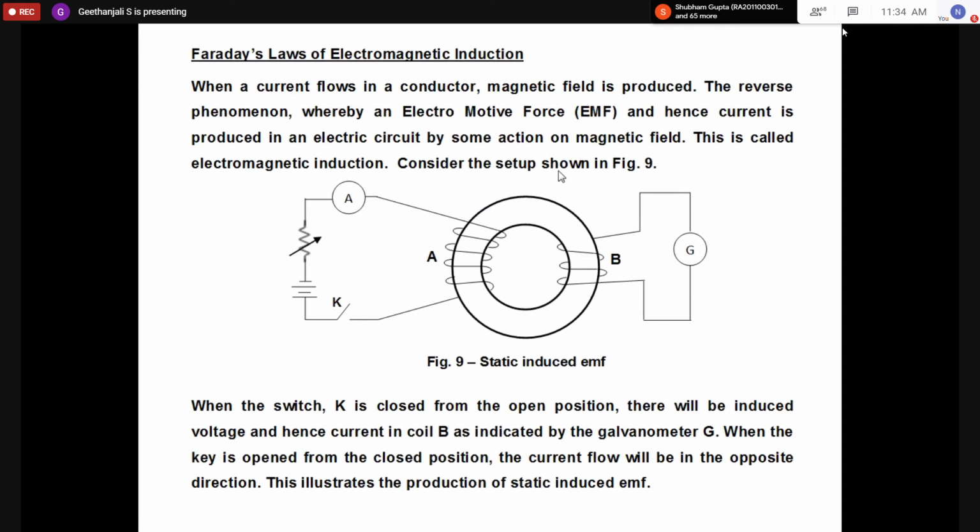The variable resistor is used to vary the current flowing through the A coil. The ammeter is used to measure the current flowing through the A coil. K is used to open and close the circuit. So when you give the supply to the first coil, it will produce flux lines, right? These flux lines also link with the B coil.